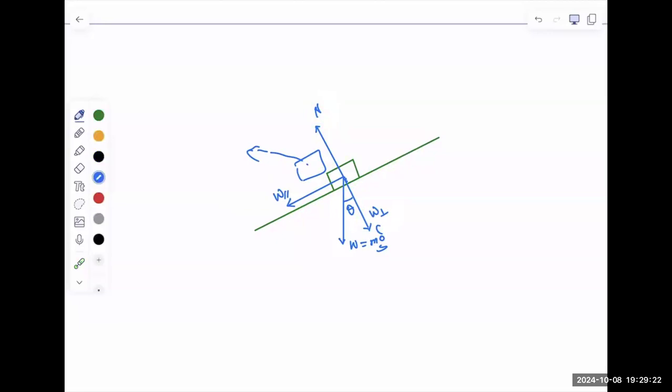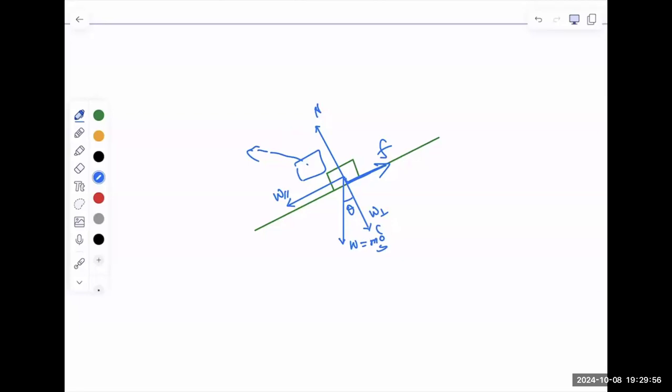But in the next topic, we're going to study friction, which is the opposing force. If there's friction between the surface and this object, there's a friction force which is always parallel to the surface. The friction force will always be in the opposite direction to the motion of the object.